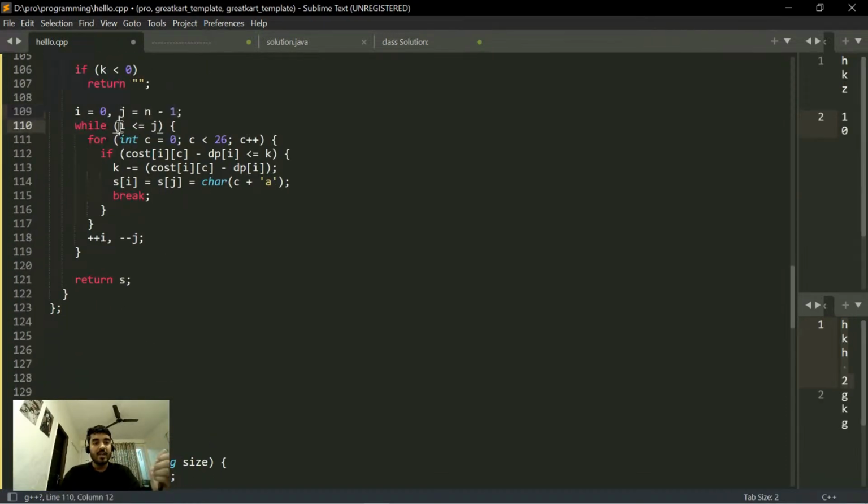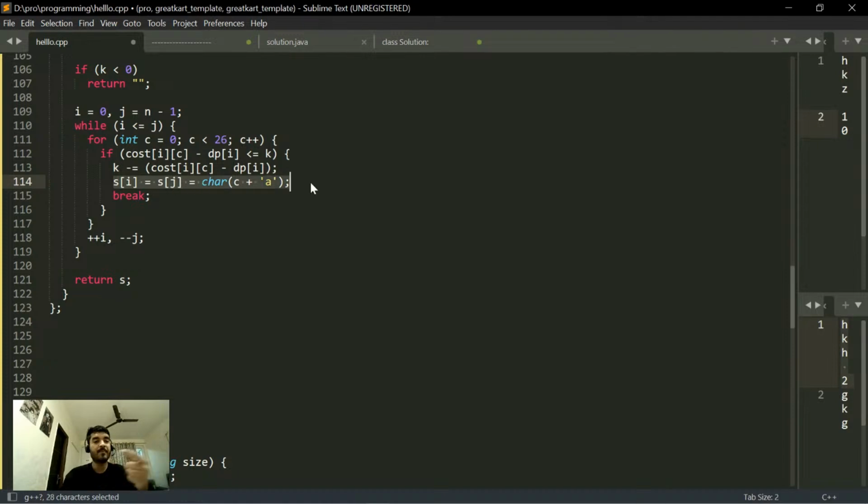Then the same logic: while i is less than or equal to j, I iterate over all the characters, and here this is the effective cost. This is the minimum shift required, and this is the cost for converting s[i] and s[j] both to character c. And if this difference is less than or equal to K, then I can. So I will simply subtract this difference from K and convert s[i] and s[j] both to character c.